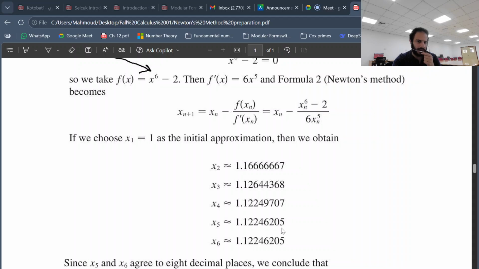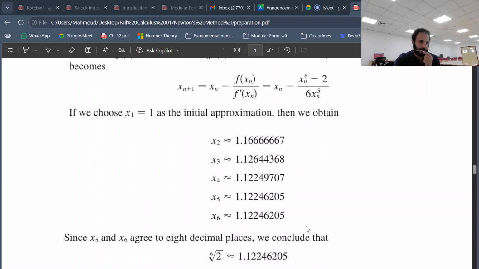The book here approximated the answer. Here you must have 4. You have 4 in your calculator, but he approximated it to 5, okay? But I don't want to approximate. I want exactly the same digits as in the calculator, okay? So we needed x7.